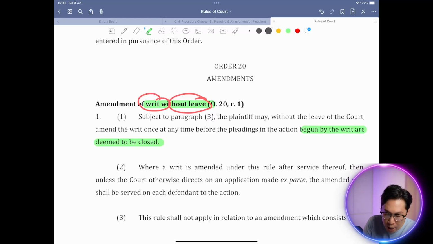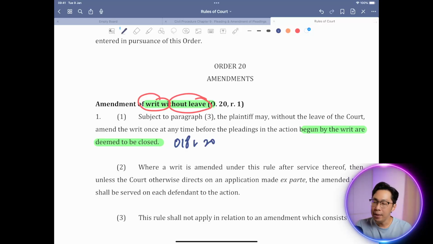So now you said no, when is it deemed to be closed, isn't it? Order 18 Rule 20. So just now I gave you all the example. You can amend the writ once before the pleading close. So if you amend once already, before pleading close, but now you want to amend a second time, how? Then you will need a leave. Then you will need permission.